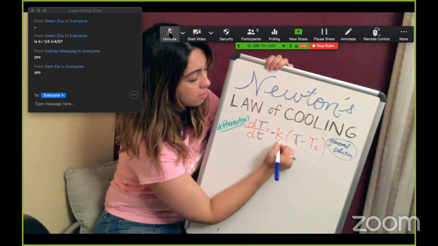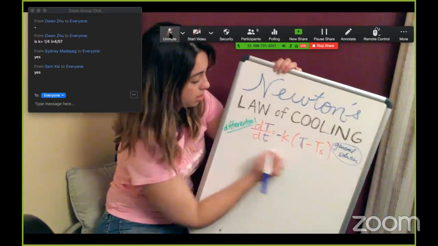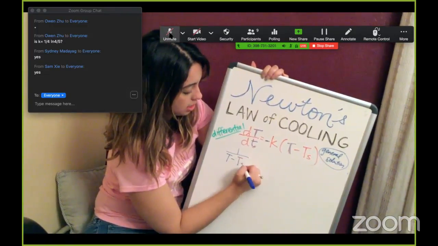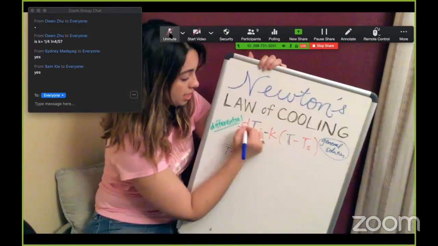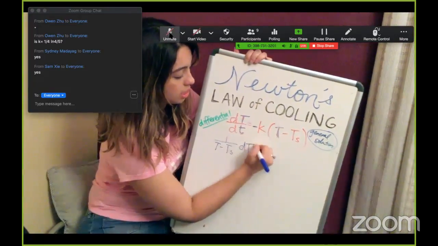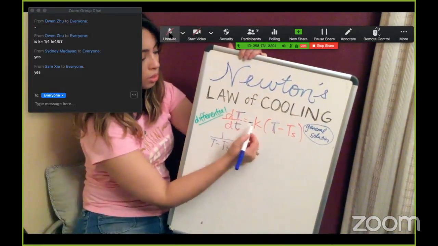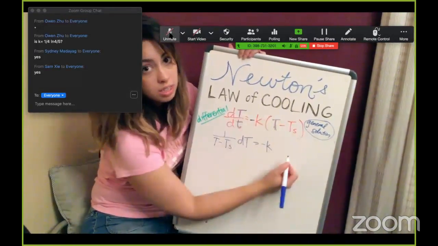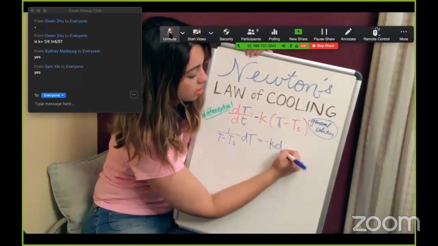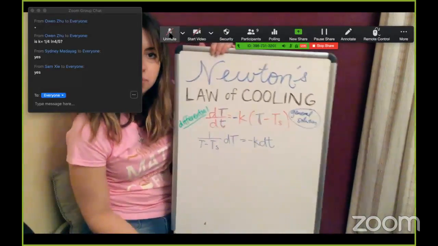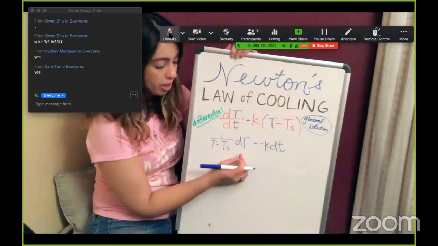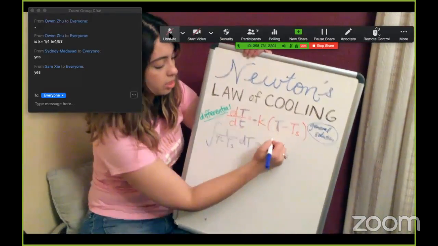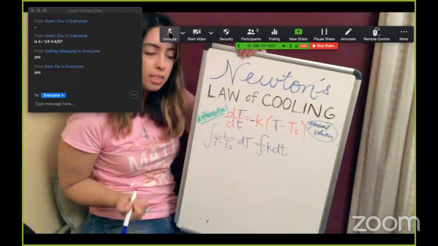So dividing by T minus T sub s, we're going to get 1 over T minus T sub s on the left side times dT, because this dT is not moving. The negative k is also going to be staying, but we're multiplying by dt to the other side, so we have negative k times dt. Now that we've separated the variables, we can actually integrate. So we'll integrate both sides.